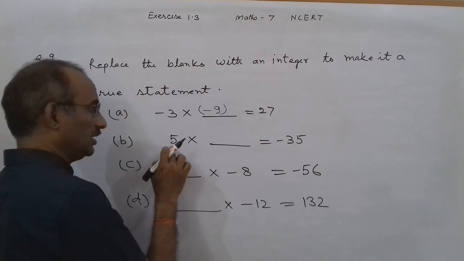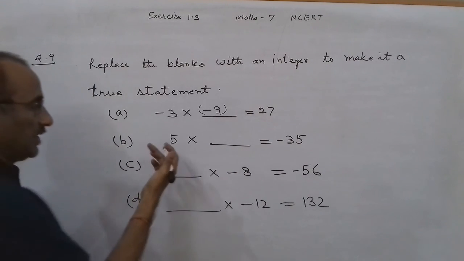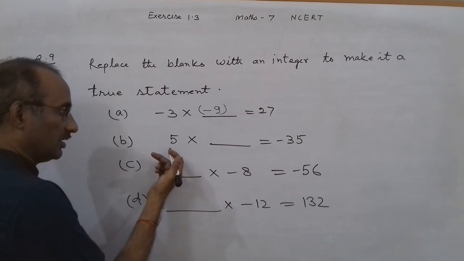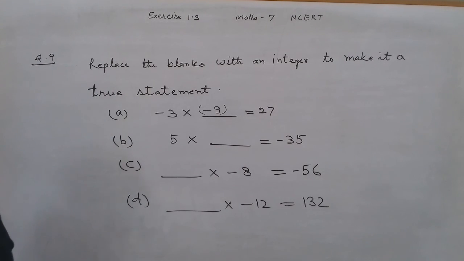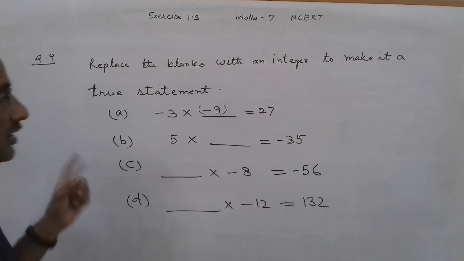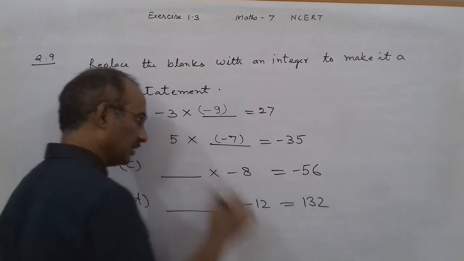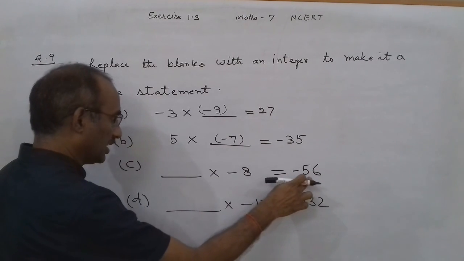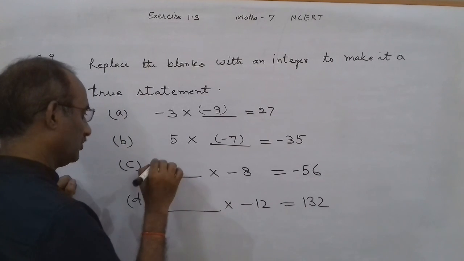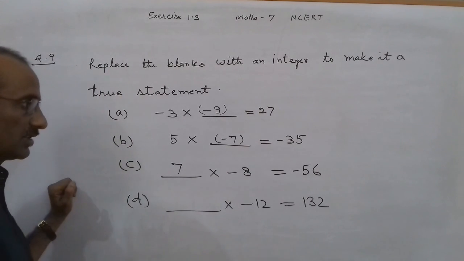Now let's see question B. Our answer is -35. The first number is 5 and it is a positive integer. So our second number will be a negative integer, because a positive number and a negative number give us a negative integer as product. So here we write -7. In the next one we have -8 and our answer is also -56. So we put here only 7. When 7 is multiplied with -8, then we get -56.